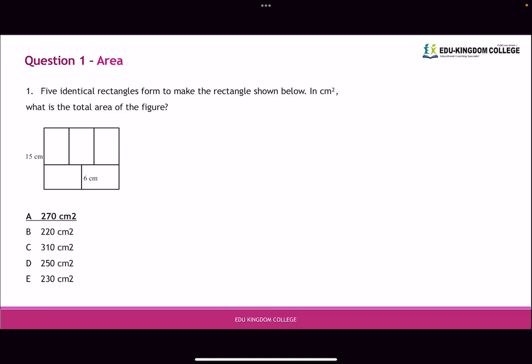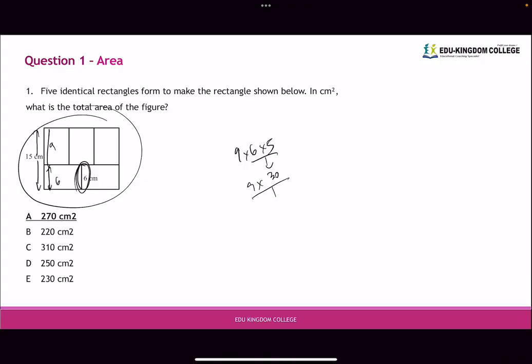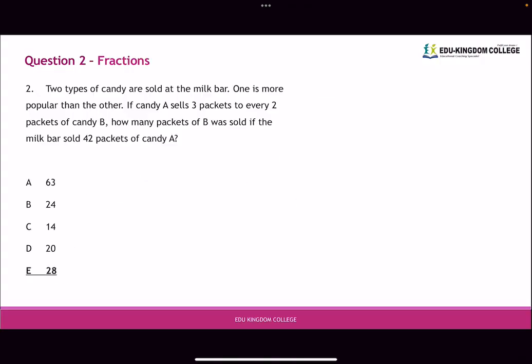So 5 identical rectangles formed to make the shape below. Mind you, this whole thing is 15, not just this one side. If this shorter side is 6, then this is going to be 6, and then this is going to be 9. So our rectangles are going to be 9 times 6, and there's 5 of them. So it's going to be 9 times 6 times 5. So 6 times 5 is 30, 9 times 30 is 270.